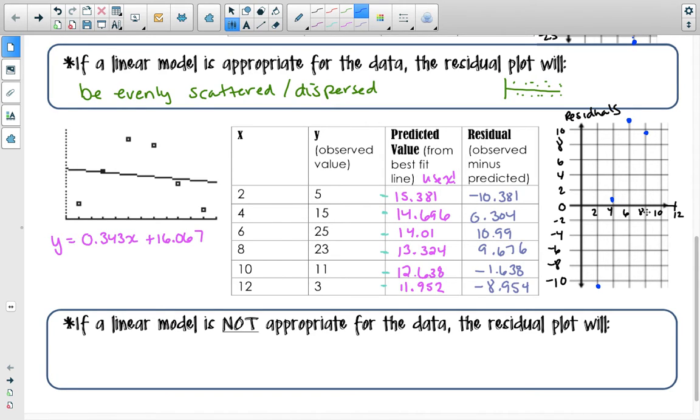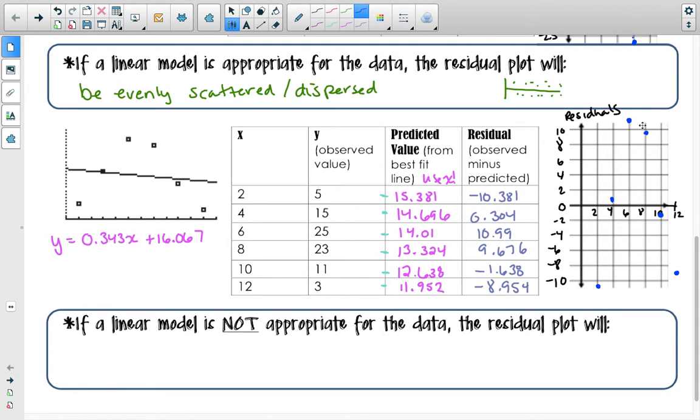At 10, we'll be at negative 1.638, so about right there. And at 12, it's at negative 8.954, so almost at negative 9. So about right there. So if we look at our residuals, they're not evenly scattered.